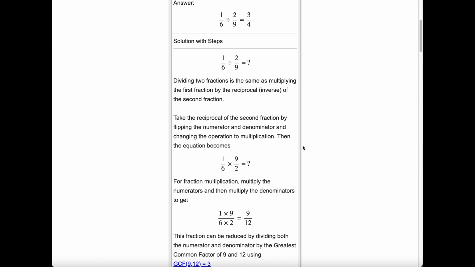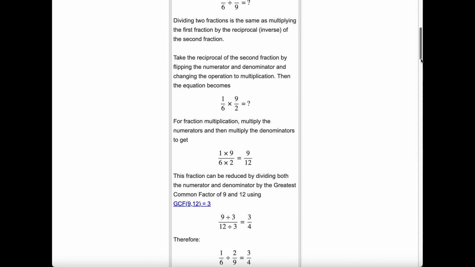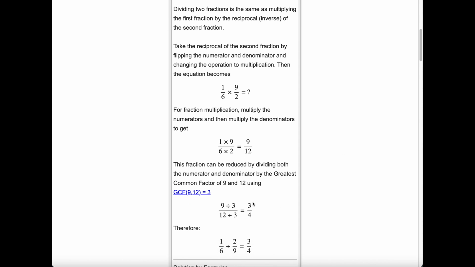In the steps shown below, you can see how the keep, change, flip rule was applied. Keep 1/6, change the operator to multiplication, and flip 2/9 to 9/2. 1 times 9 is 9, and 6 times 2 is 12. This fraction was reduced using the greatest common factor of 3. 9 divided by 3 is 3, and 12 divided by 3 is 4. So our final answer is 3/4.